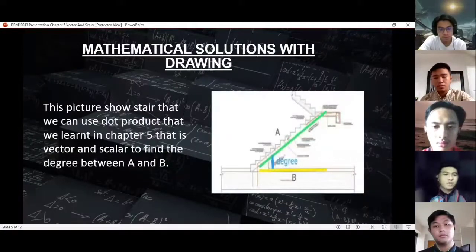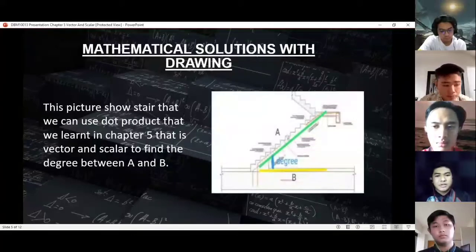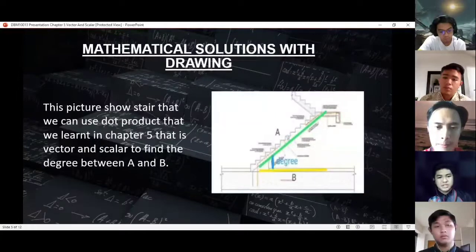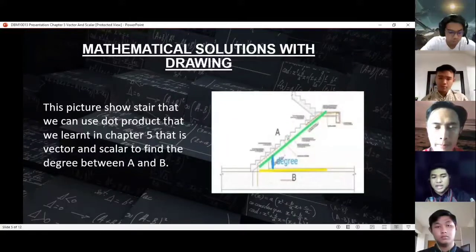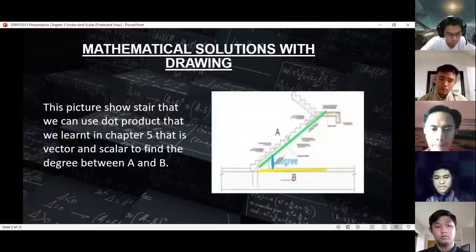Now I will present the mathematical solution with theory. This picture states that we can use a dot product, which we learned in chapter 5, that is vector and scalar, to find the angle between A and B.